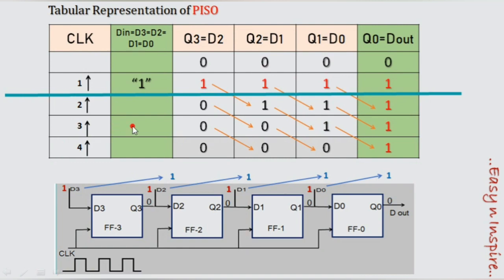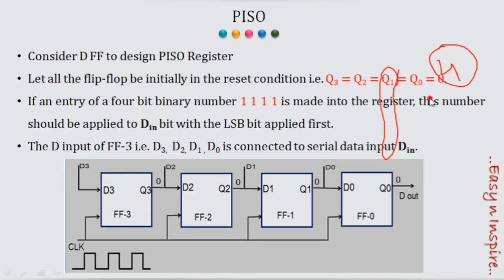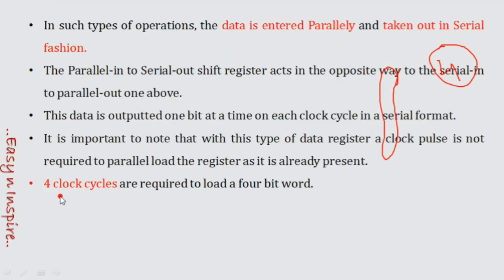See here, I have applied 4 ones parallelly and I got 4 ones one by one in serial manner. So this is parallel input and serial output. How many clock pulses are required to get all the outputs? 4 clock pulses are required to get my output in serial manner. So that is what I have mentioned here. 4 clock cycles are required to load a 4-bit word.